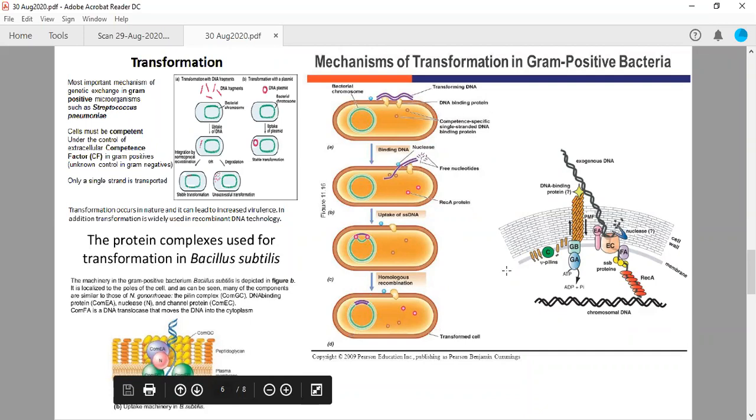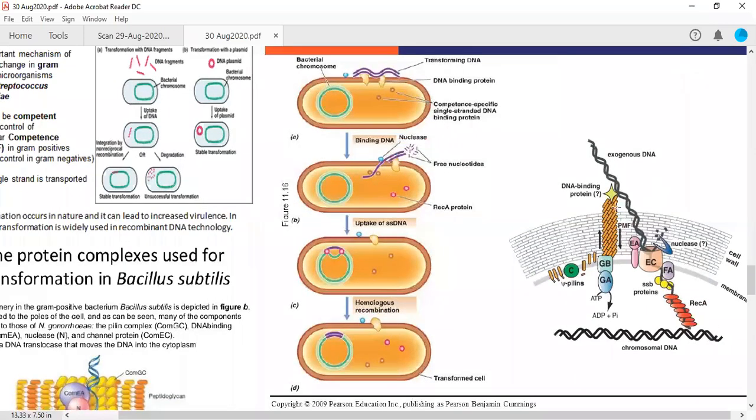Now, how is it happening? There are many proteins which are actually helping in this process. So there is exogenous DNA, the exogenote. There are some DNA binding proteins. We do not know the names, but they are helping the binding of this DNA to the cell surface. Actually, this is a gram-positive cell, so it has a cell wall and membrane. It does not have an outer membrane.